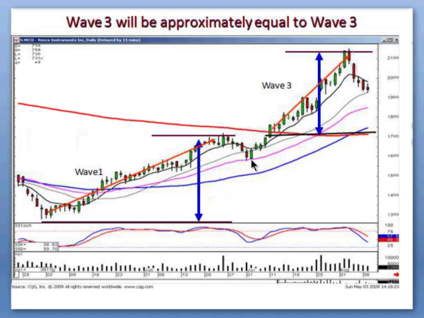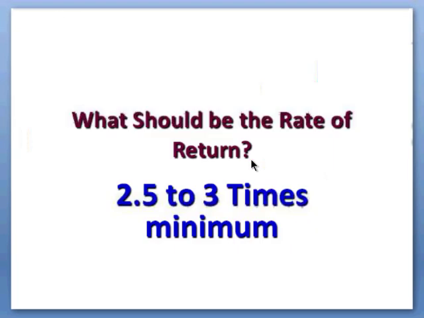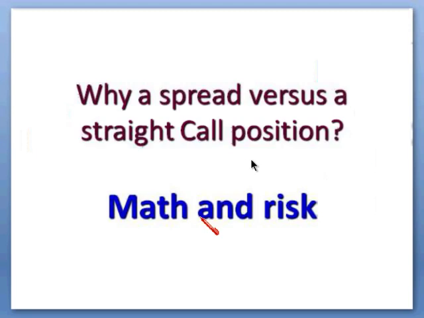Now, when I'm doing a spread, I'm usually looking for something that's going to return anywhere from 2.5 to 3 times my money. Meaning, if I'm buying a spread that's worth $5, if it executes properly, I don't want to have any more than $2 into that price move or into that trade. So the benefit we have when we put on a spread versus a straight call is the math is better and the risk is lower.